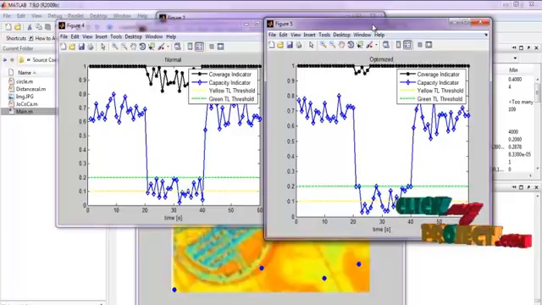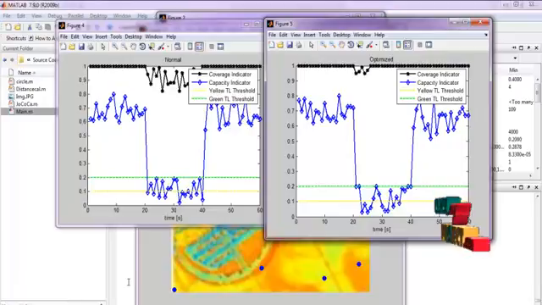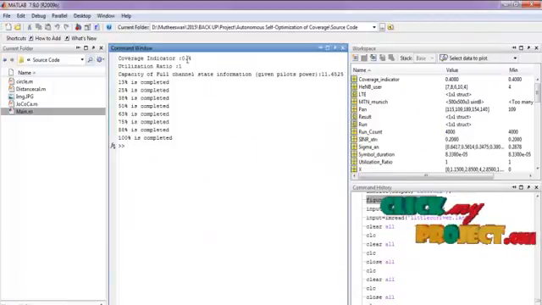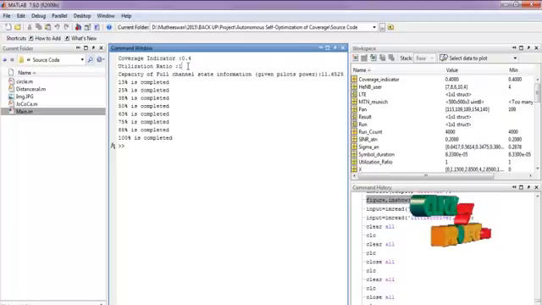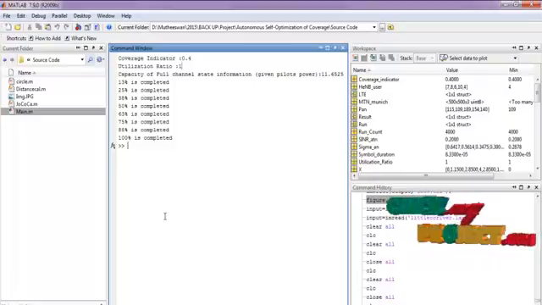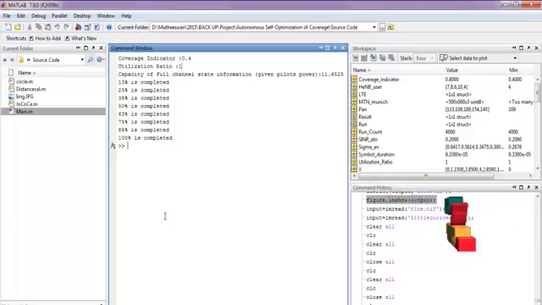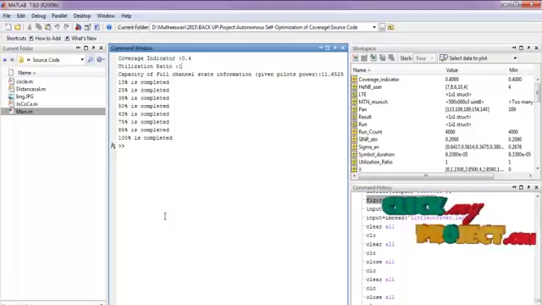So with the optimization algorithm we obtain the coverage and capacity indicator this way, and this is the coverage indicator. Utilization ratio we obtain is 1. Capacity of full channel state information including all pilots is this. Now we perform the autonomous self-optimization, that is the joint coverage and capacity maximization algorithm. We increase the coverage maximization as well as capacity maximization. Thank you.